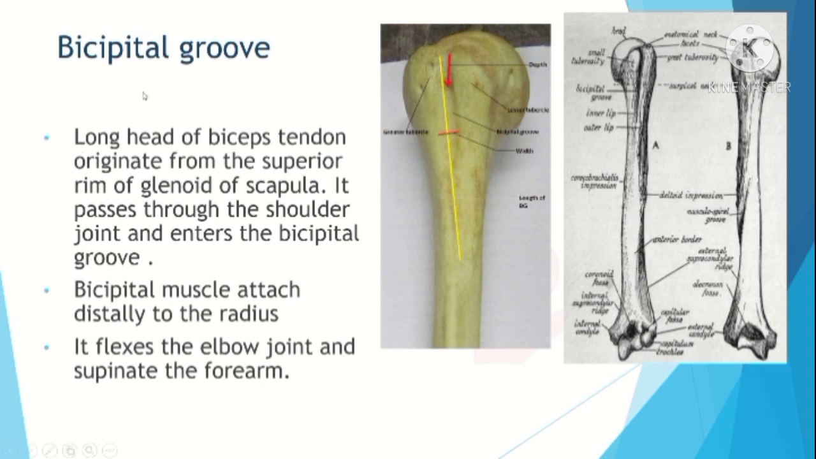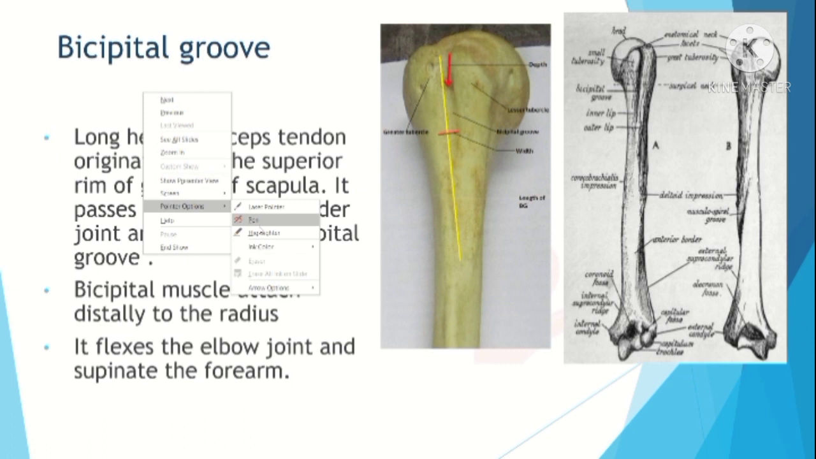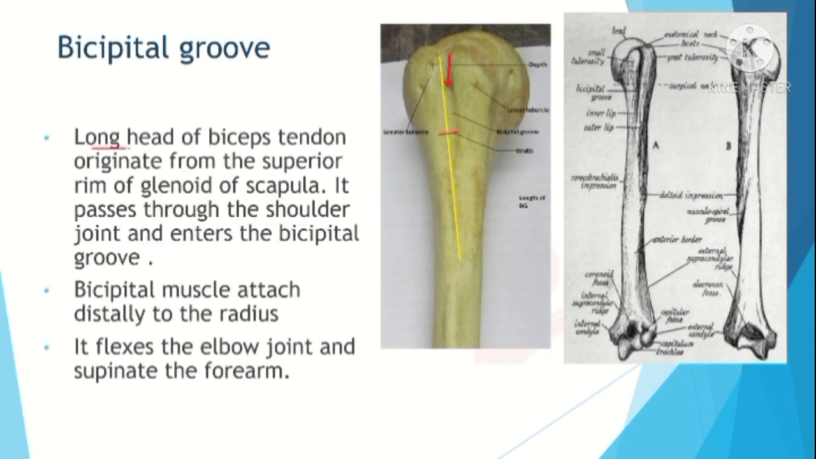The long head of biceps. I'll open the pointer. The long head of the biceps tendon. Tendon means the muscle is attaching to the bone. Which bone? The humerus. Therefore, it is called a tendon. Where does it originate? It originates from the superior rim of the glenoid of the scapula. It passes through the shoulder joint and enters the bicipital groove.